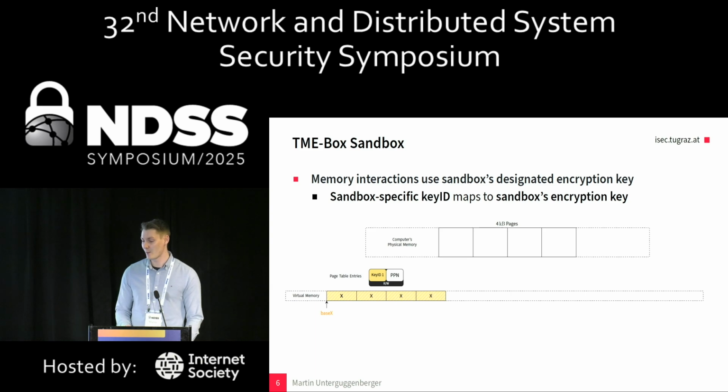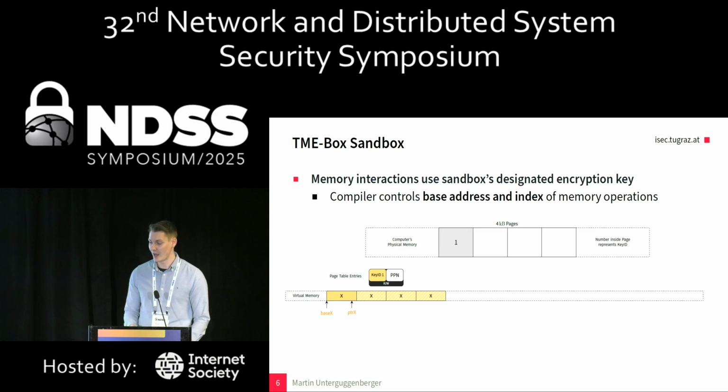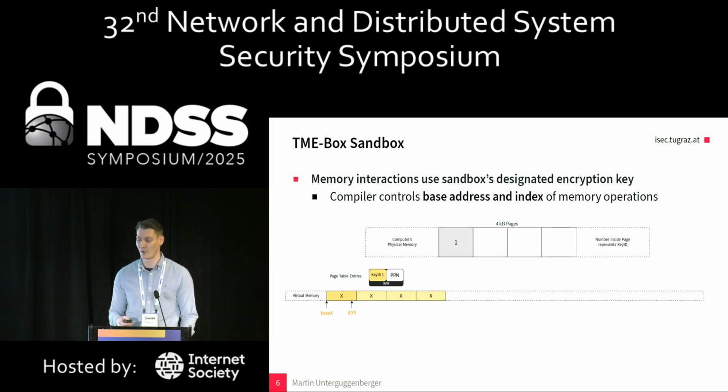In this example, we have 4 physical pages in memory, and we add one mapping for the first sandbox, and we also assign key ID 1 to this mapping. Now we assign the first page to this sandbox, and we also need compiler support to control the base address and the index for the memory operations. In this way, as we enforce the base address, we also enforce the use of the key ID and thus control the encryption engine.